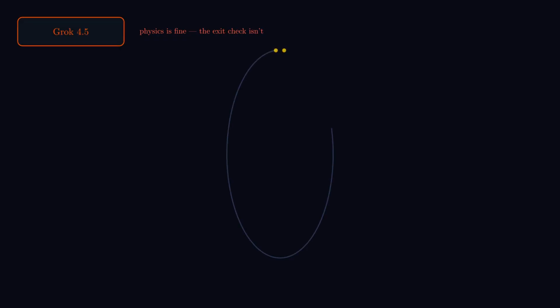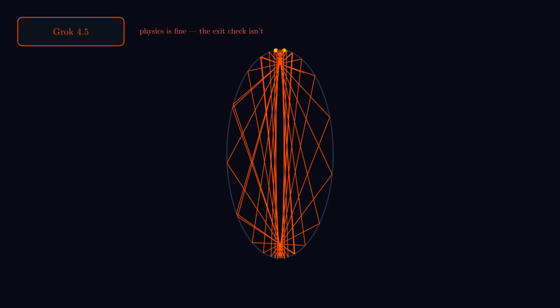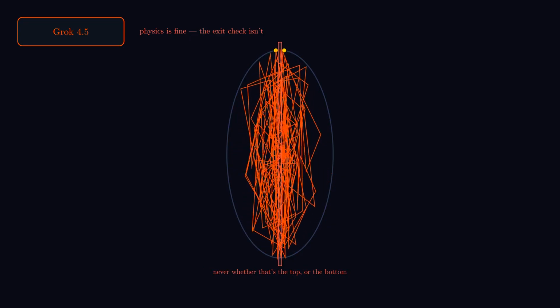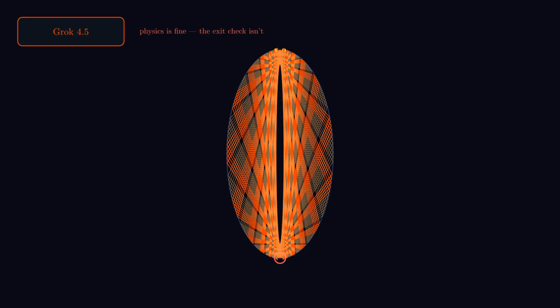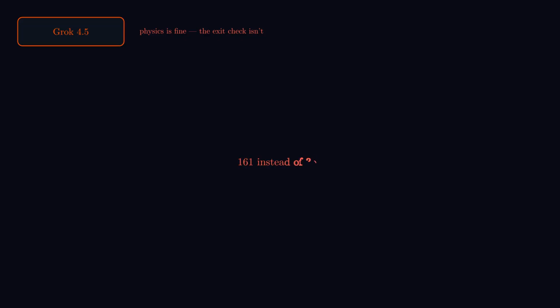So this one's interesting because Grok's actual bounce math is fine. Every reflection calculated is correct. The mistake is right at the end in how it decides the beam has actually gotten out. It only checks how close the beam is to the middle, left and right. It never checks whether that's actually happening near the top or bottom. And it turns out the bottom of this ellipse passes through the same narrow strip. So partway through, the beam swings past the bottom, and Grok just goes, yep, that's the exit, and stops way too early. So it reports 161 instead of 354 due to the small error.